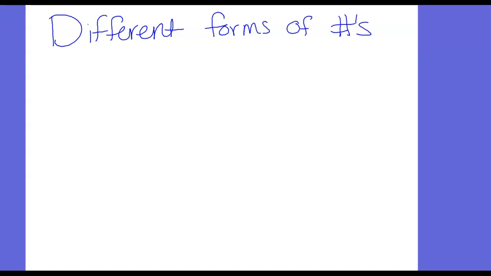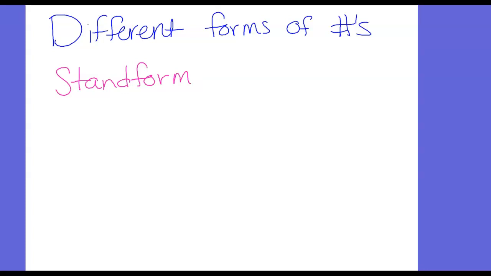Okay, so today we're going to be talking about different forms of numbers. No, you do not need to write this on your sticky note. I will tell you when you write it on your sticky note. There are different forms of numbers. So, for example, we have standard form. Can somebody give me an example of a number in standard form?